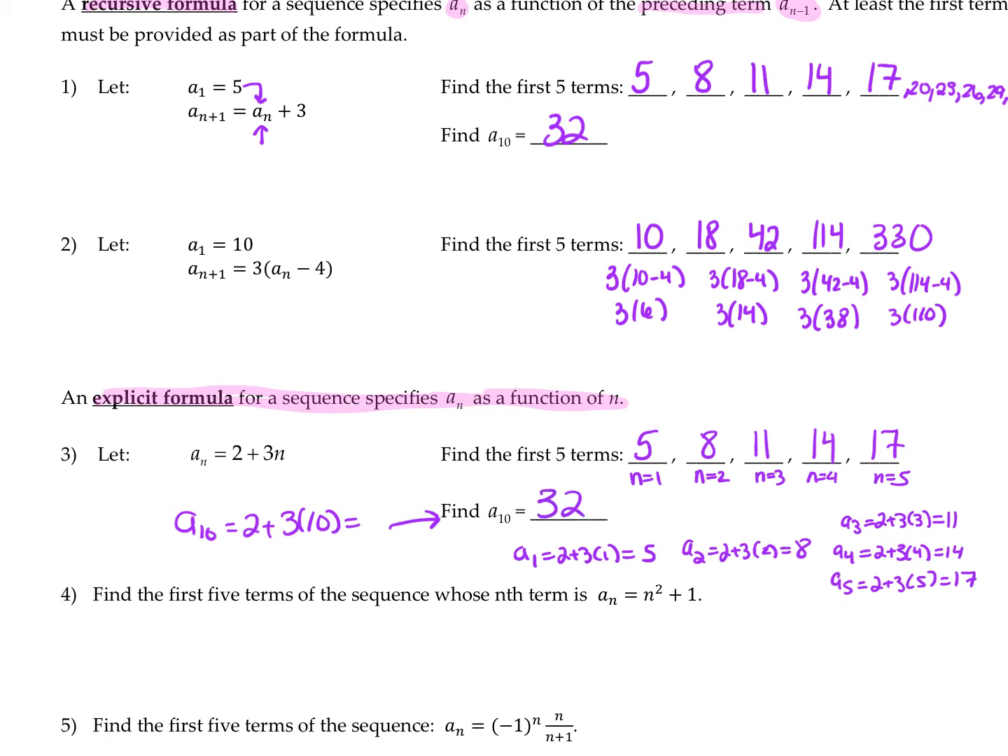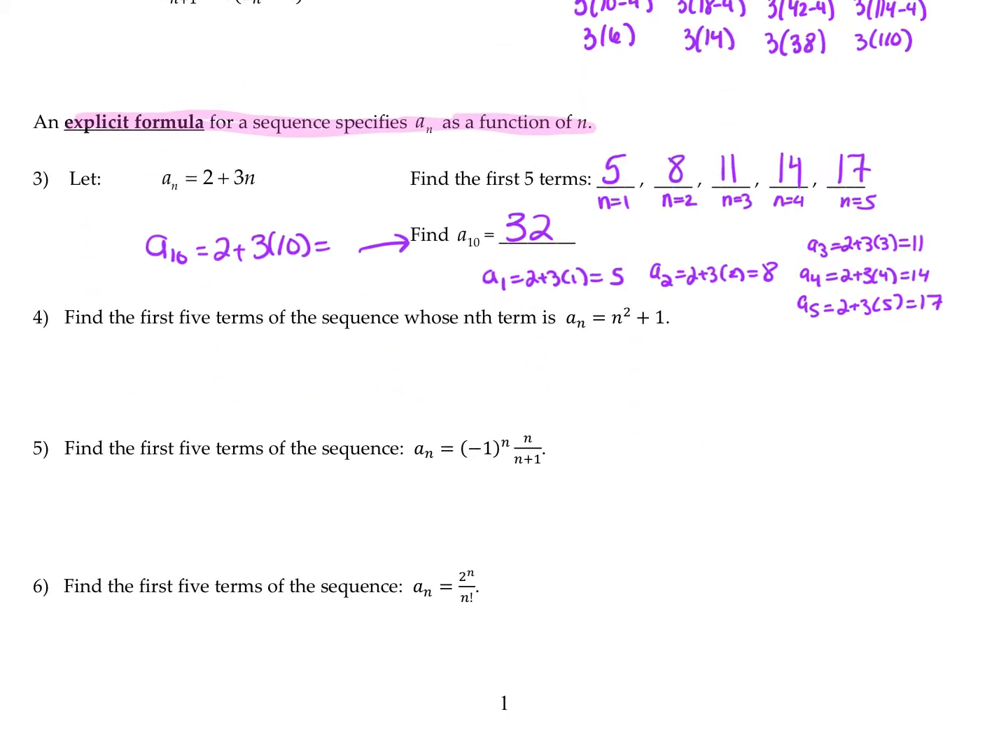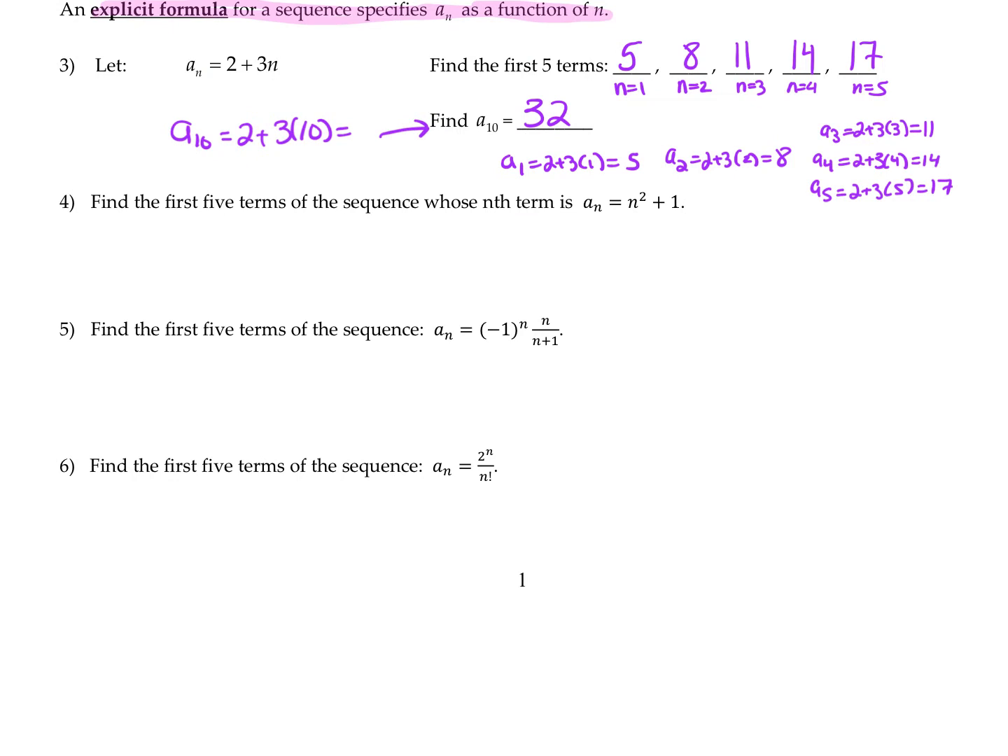So the explicit formula is a little bit more helpful because we can find any term and we don't need to necessarily find them in order. So let's practice a little bit. So in this case, they gave me an explicit formula and they want me to find the first 5 terms. So to find A1, I would plug in 1. So I get A1 is 2.